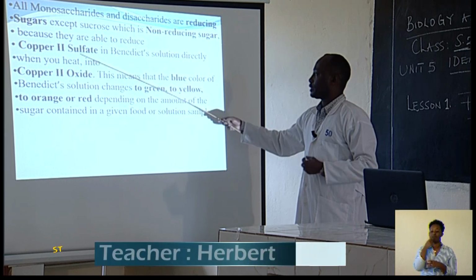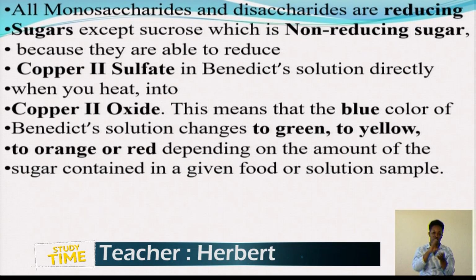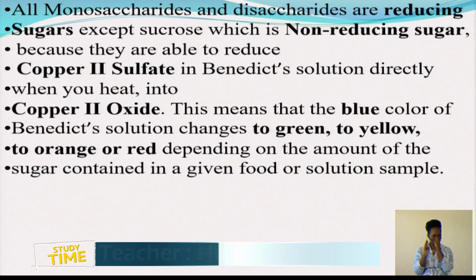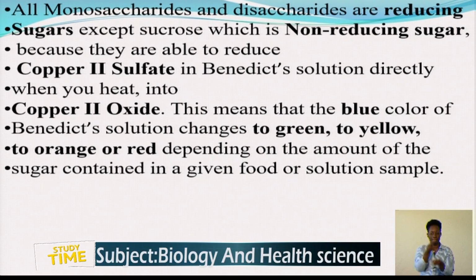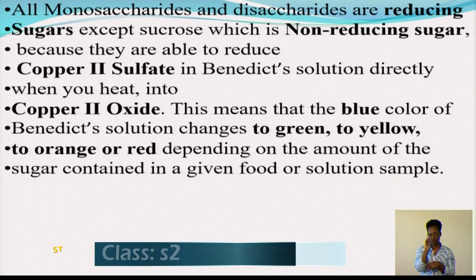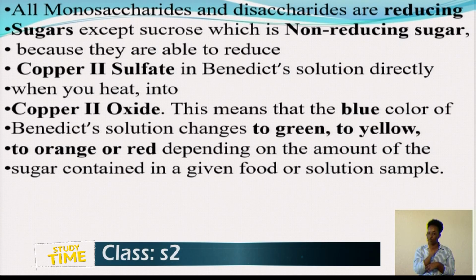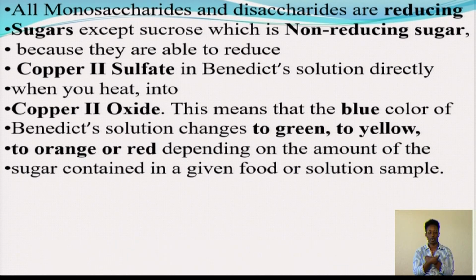These are the chemical tests that we normally use. We use copper sulfate in Benedict's solution, and when you heat it, it is able to reduce sucrose into a reducing sugar. We have copper 2 oxide. This means that the blue color of the Benedict's solution changes to green, to yellow, and finally to orange or red, depending on the amount of sugar that is present in the food sample.